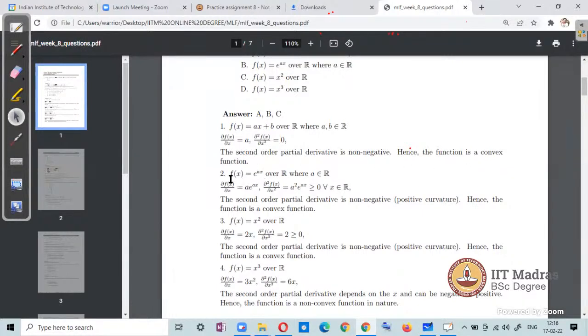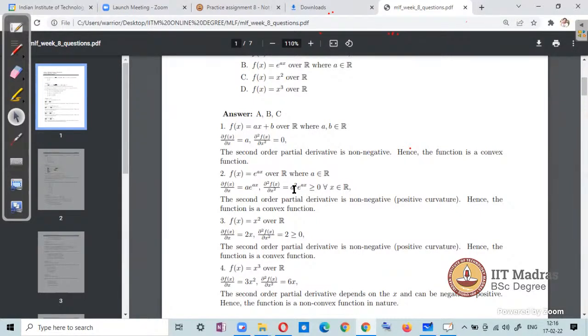For the second question, when we do the double differentiation, we get a square e raised to ax, which is also greater than or equal to 0, because for any value of x, it doesn't matter whether it is positive or negative, we will get it as more than 0. And since it is a square, it doesn't matter here either.